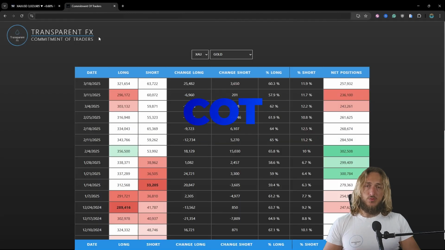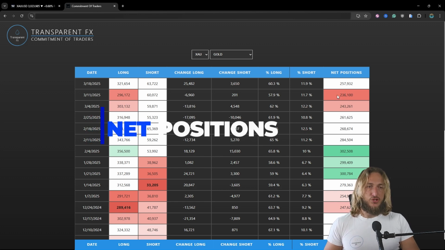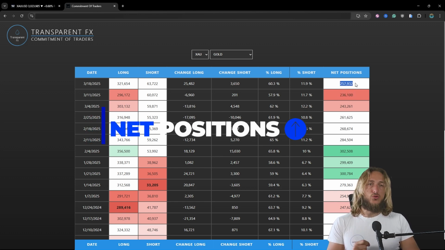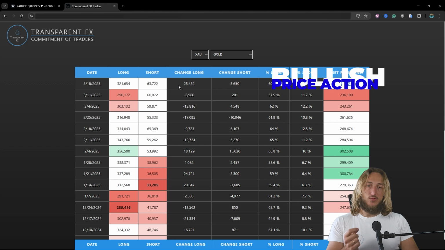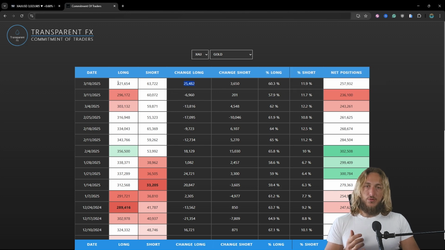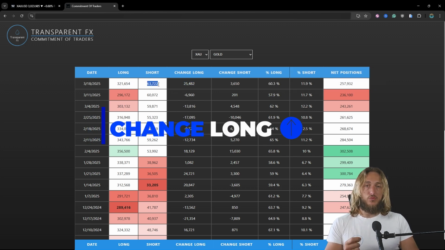Because if we go and see what we have when it comes to the commitment of traders, so what the big players in the market are doing, we can notice how they are currently adding longs once again. We just had an increase of net positions from 236k to 257k, meaning that institutions are moving once again back to the bullish side for gold, adding 25,000 longs, reaching 321,000 longs compared to only 63,000 shorts. So currently gold looks quite bullish with institutions aggressively longing it.